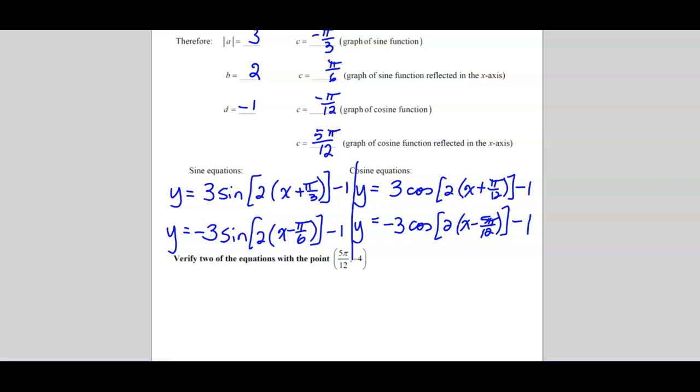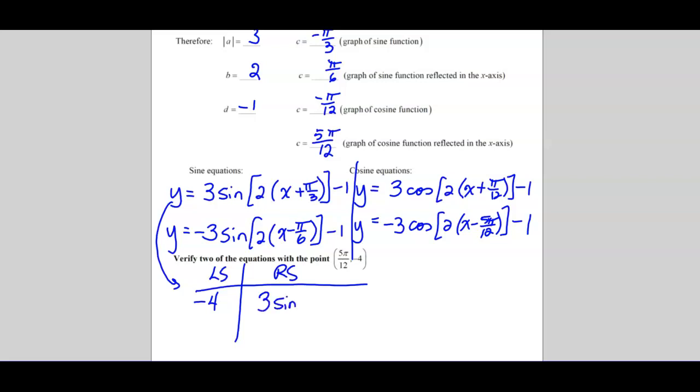If we put all of those into our calculator, they should overlap, overlap, overlap, overlap. They should all be the same graph. Okay. It says verify two of the equations with the point 5 pi over 12, negative 4. I'm just going to do it for one of them. So let's do it for the very first one. So to verify, I'm just going to put that into my left side and right side. So my left is y, which is negative 4.